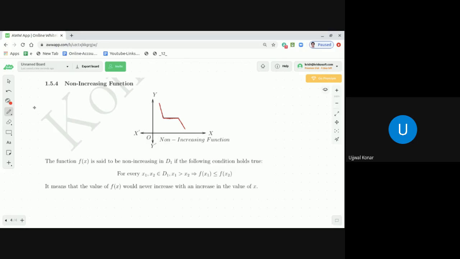That means what, dear students? What can you write for a non-increasing function? x1, x2 belong to D1, and x1 greater than x2 implies that f(x1) is less than or equal to f(x2). Then we say it is a non-increasing function. In a similar manner, how is differential calculus going to help us here? If f'(x) is less than or equal to 0, this implies f(x) is non-increasing.